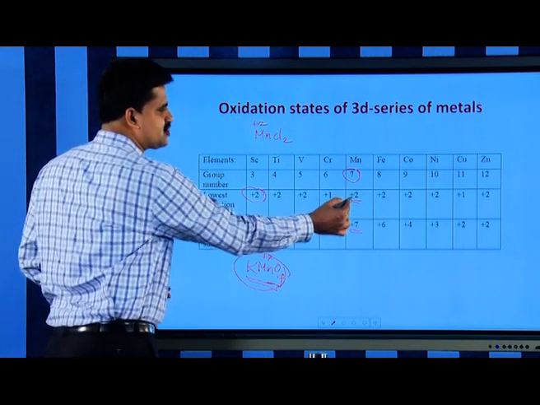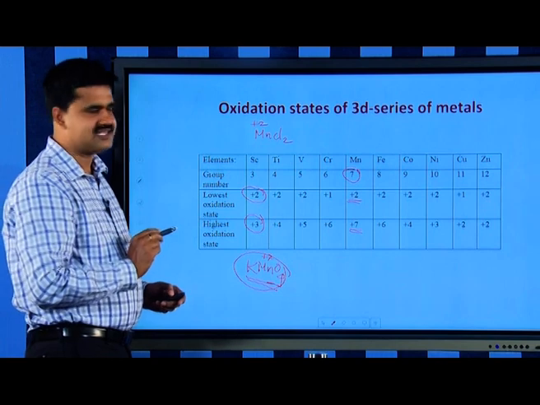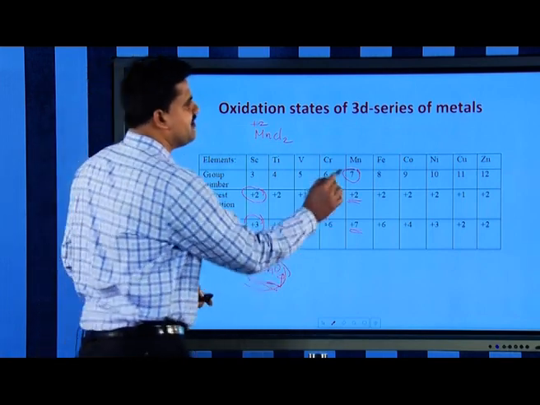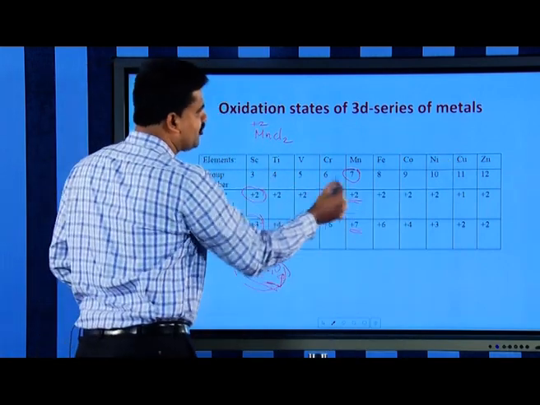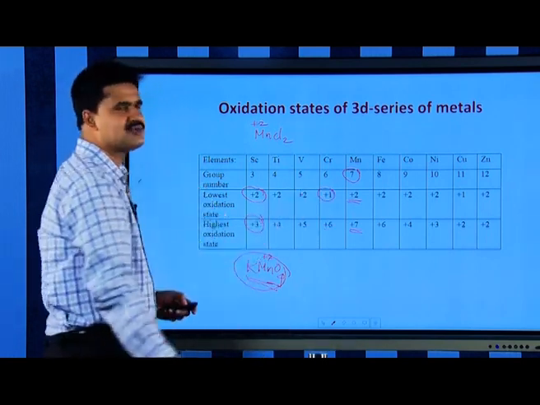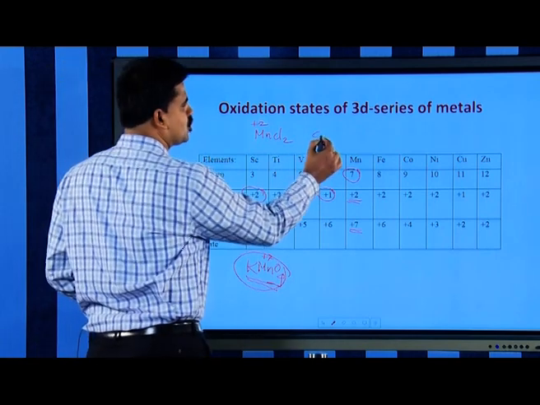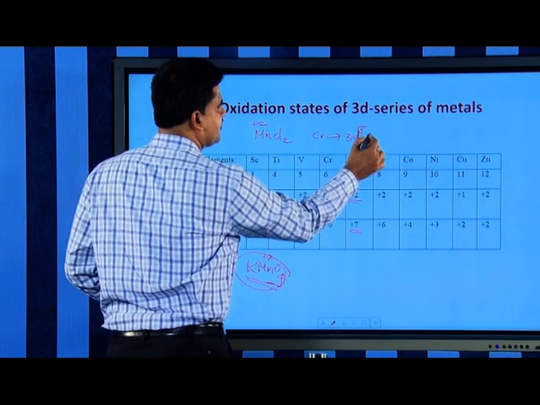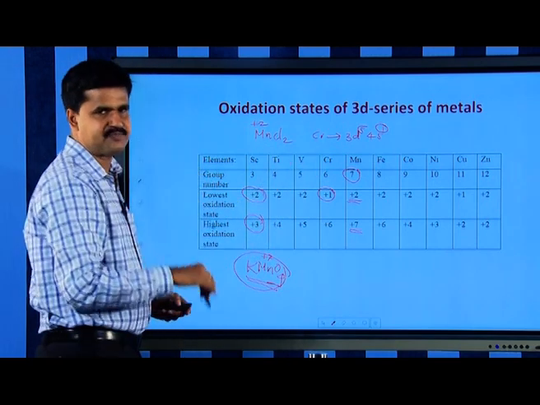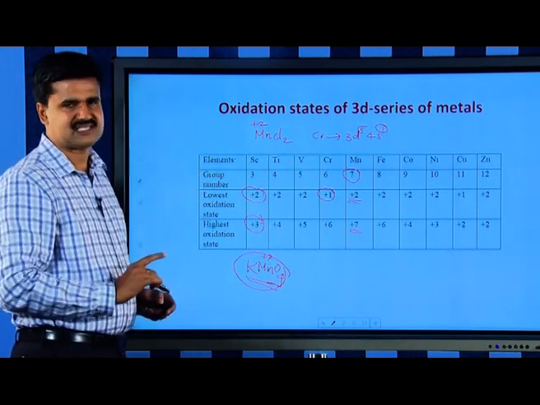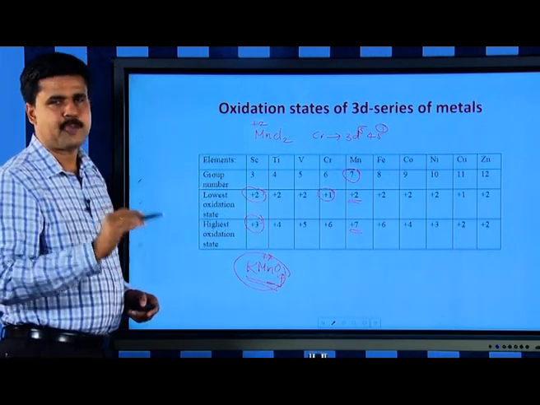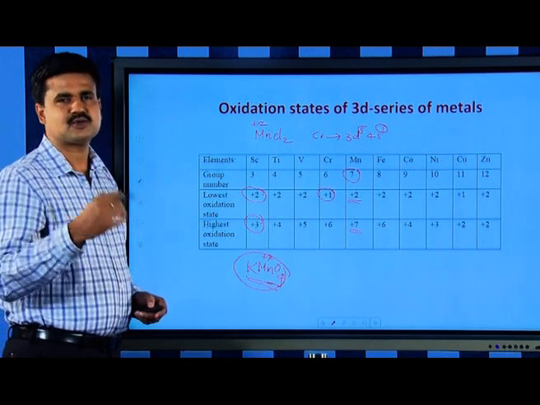That is, +2 state is the common lowest state of manganese and +7 is the common highest oxidation state of manganese. Whenever we are taking copper or chromium, we can see that the lowest oxidation state is +1. Why this +1 oxidation state? It is clear that chromium has an electronic arrangement 3d5 4s1. Whenever I am removing this 1 electron, we will get Cr+ state. So chromium exhibits +1 state, that is the lowest state. Similarly for copper, 3d10 4s1 is its configuration. If you are removing the 4s electron, we will get Cu+ arrangement.